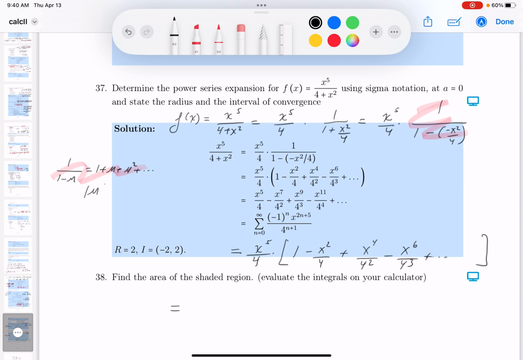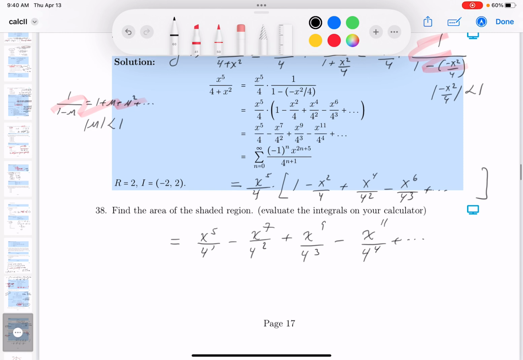Oh, by the way, this one converges on this situation over here, which means this is going to converge on this situation over here. I'll get back to that later. I'm ready to write down the multiplication now. I'll be careful about it. And this is going to be x^5 over 4 to the first power, minus x^7 over 4 squared, plus x^9 over 4 cubed, minus x^11 over 4 to the 4th power. And this goes again on forever.